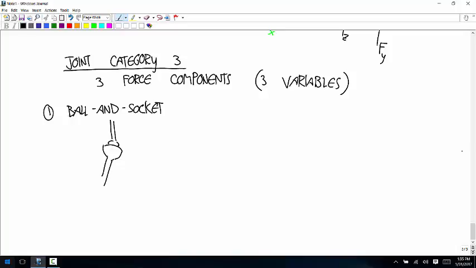But if you think about the point at the center of the ball, it doesn't allow any translation in any direction. The location of that ball stays where it is. Okay, so that means that this joint applies 3 components of force, but no components of couple. Okay, this is like your hip joint or shoulder joint.